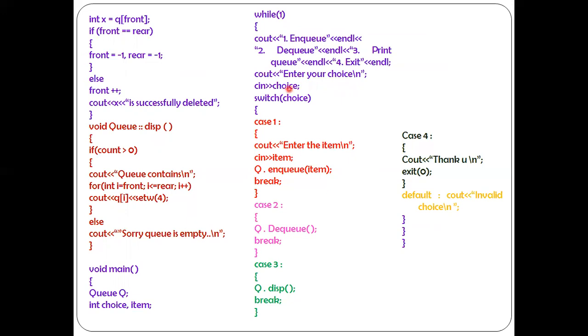See, cin extraction, choice means 4, so switch of choice means switch of 4. 4 matches with case 1, no. 4 matches with case 2, no. 4 matches with case 3, no. 4 matches with case 4, yes. It will display on the output device, that is, thank you. Exit of 0 means it exits from the output screen, and we get back to the program.